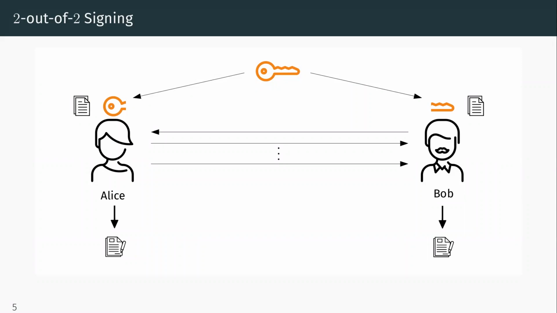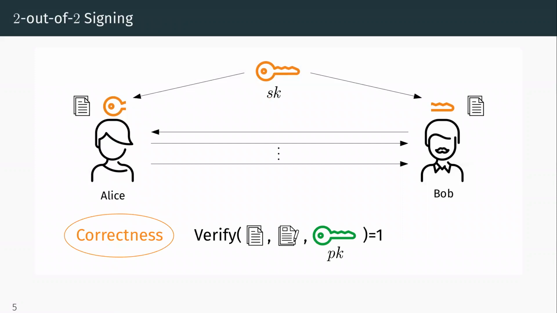Of course, the correctness property should guarantee that as long as Alice and Bob honestly follow the protocol, the output signature should verify with the public key which corresponds to the secret signing key.